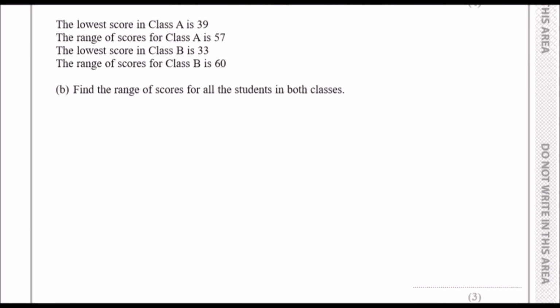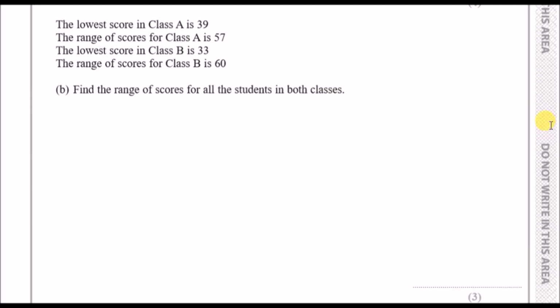Okay, let's go down a bit. The lowest score in Class A is 39, and the range of scores for Class A is 57. Range just means the difference between the biggest number and the smallest number, yeah? So we know the smallest number is 39, but the biggest number we don't know. Now the lowest score in Class B is 33, and the range is 60. Find the range of all the students in both classes.